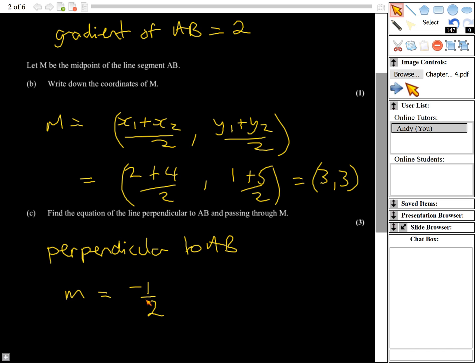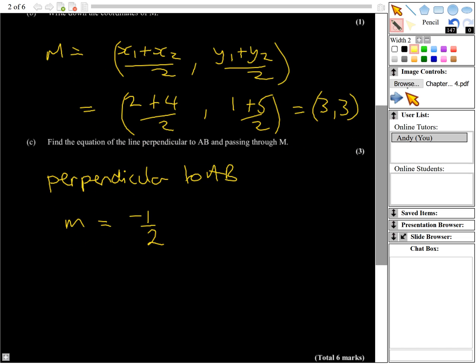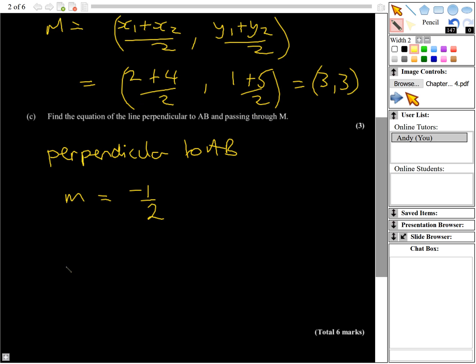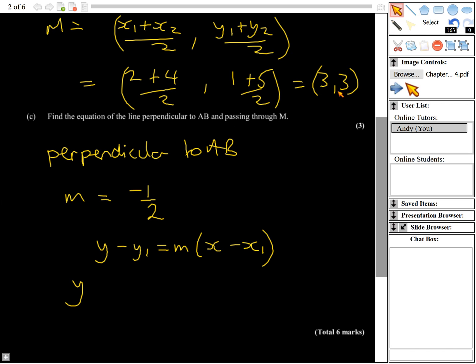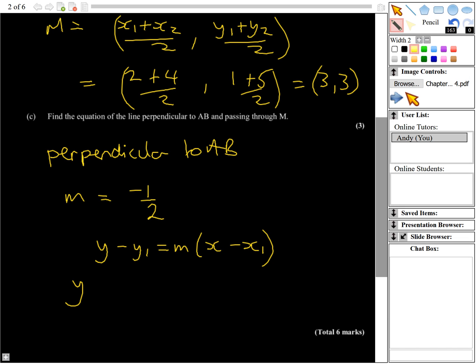All right, once I know that, and I know that it passes through the point (3, 3), what I can do now is use the point-gradient form, which is y minus y1 is equal to m times (x minus x1). Then substitute in the values which I know. Because it goes through point M, we need to substitute in these 3s here. So it will be y minus 3 is equal to negative 1/2 times (x minus 3). All right, that would be an equation. You could stop there, and that would give you all the marks.